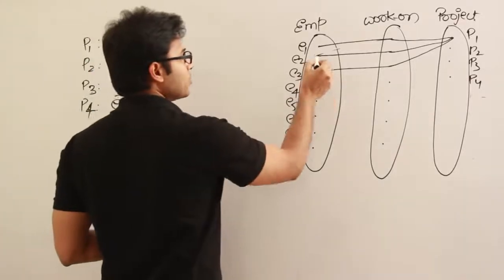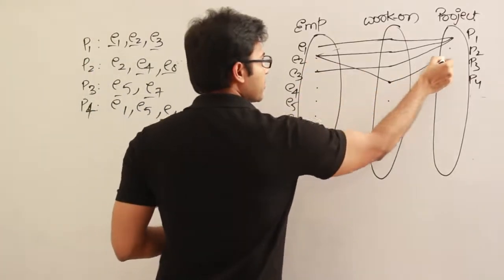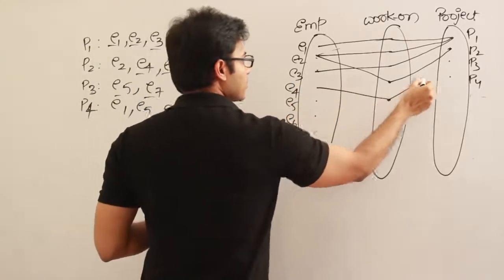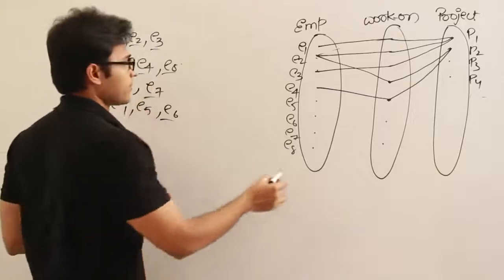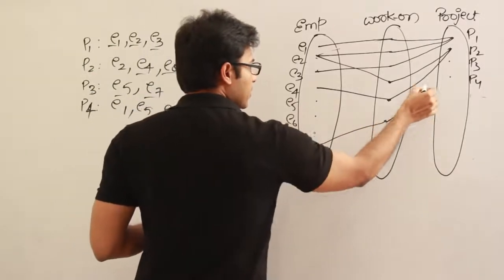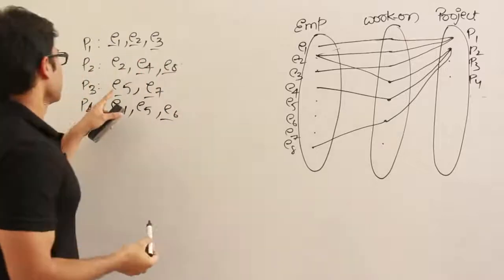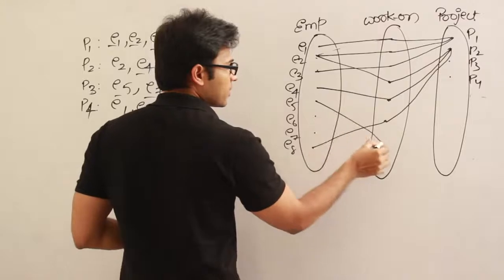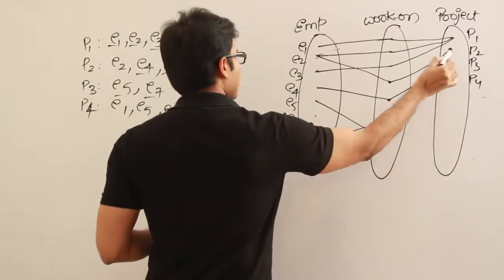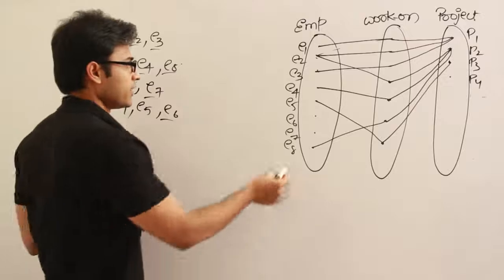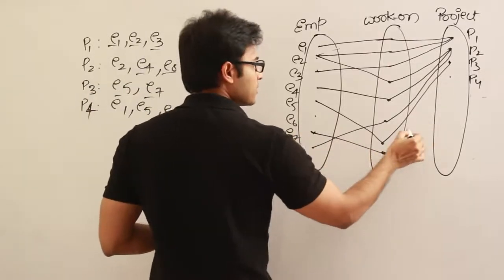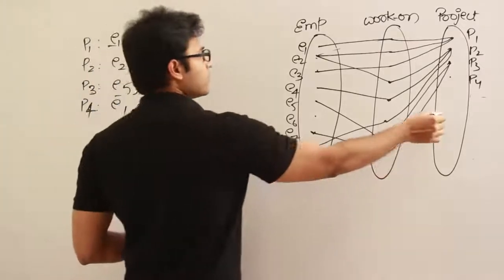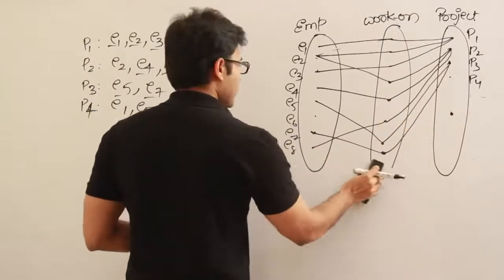Now, next one is P2 is actually related to E2, E4 and E8. So E2 is related to P2, right? And then E4 is related to P2 and E8 is related to P2, right? And next E5 and E7 are related to P3. So E5 is related to P3 and again E7 is also related to P3. And what about P4? E1, E5 and E6 are related to P4. Let us say P4 is here, right? And E1, E5 and E6.